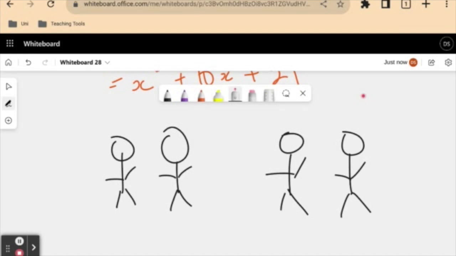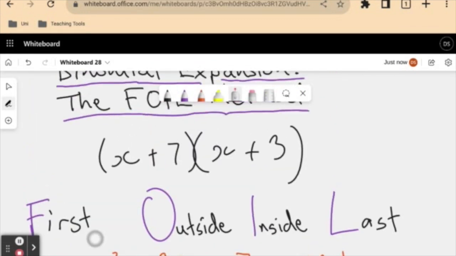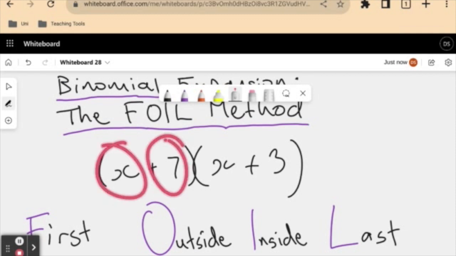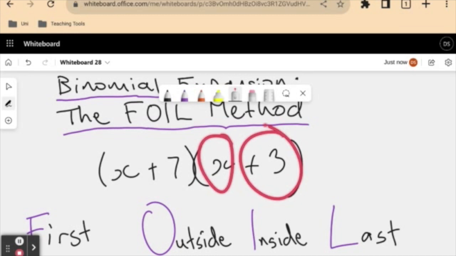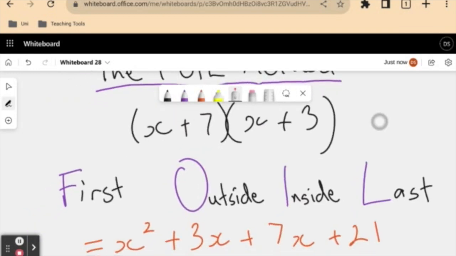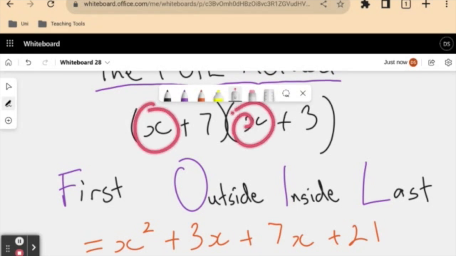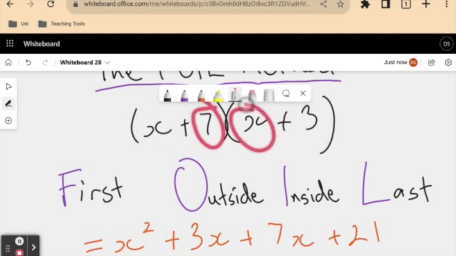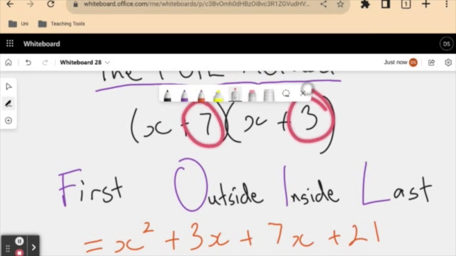So each person here is going to interact with each person here in the same way that each element of my first binomial is going to interact with each one on this side. And the FOIL method just mathematically represents that. It gives us a nice acronym to remember the process. We have our first ones interacting first, then our outside ones, then our inside ones, and our last ones. And that is a quick and efficient way to multiply binomials, to work with binomial expansion and binomial products.